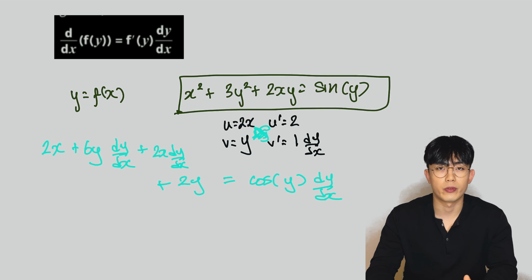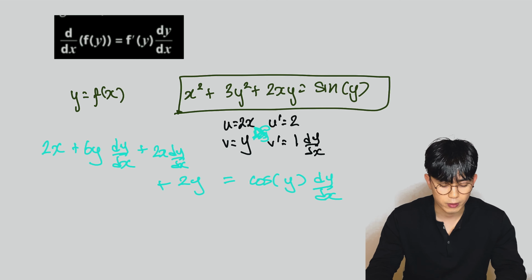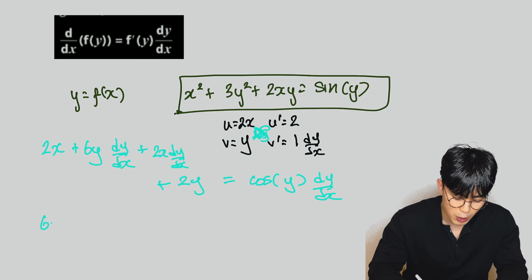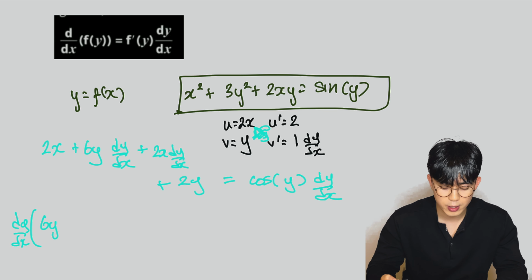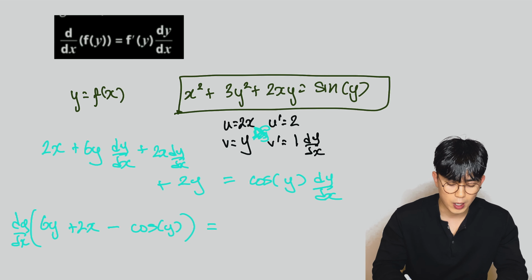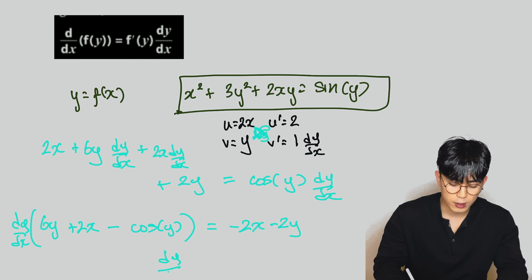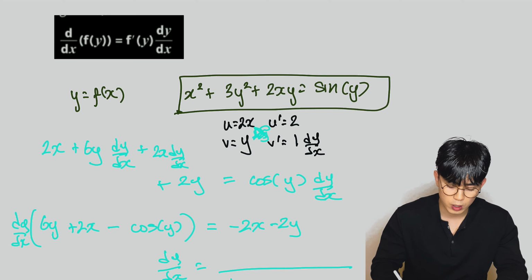Just use the same rules we've learned for differentiating x terms, but for y, just place a dy by dx behind it. And from here, I can go even further and just rearrange for dy by dx now, right? So I can say, bringing all the dy by dx terms to one side and factorizing. So I have this 6y plus 2x. I can bring this cos y to the left-hand side as well. So you get negative cos y, close bracket. And bring the other terms to the right-hand side, so minus 2x minus 2y. And then I can divide it to leave me with my dy by dx only.